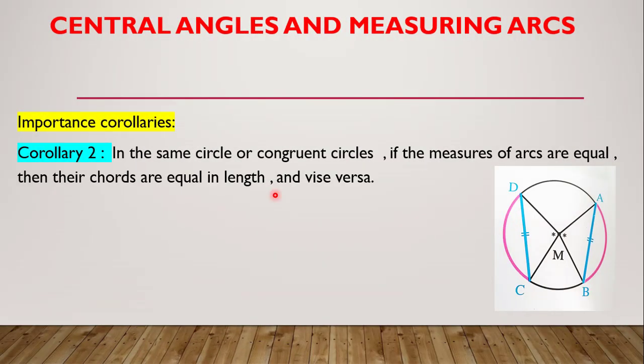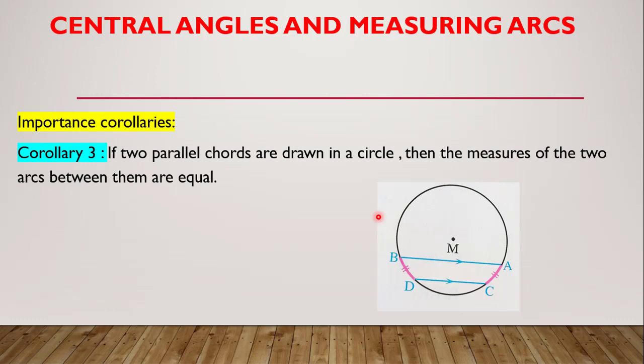Number 2, in the same circle or congruent circles, if the measures of arcs are equal, then their chords are equal in length. For example, here, measure of arc AB equals measure of arc DC. Then the chord AB equals in length the chord DC. If the measures of arcs are equal, then their chords are equal in length.